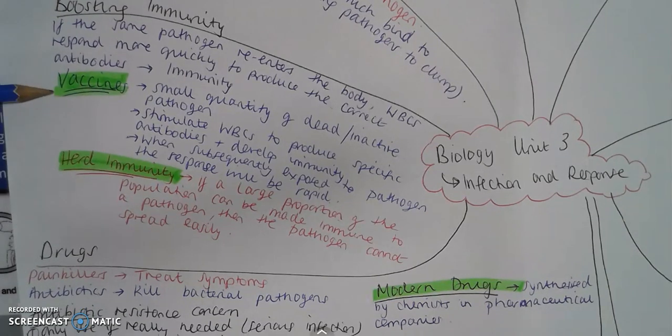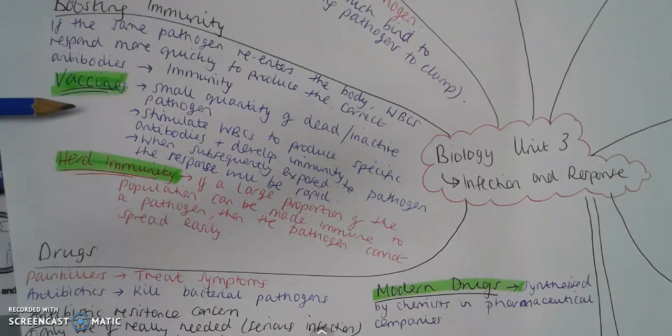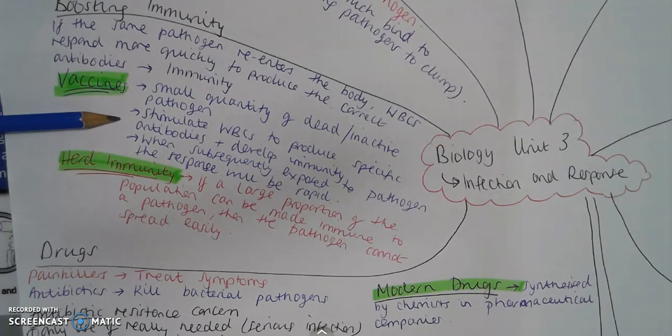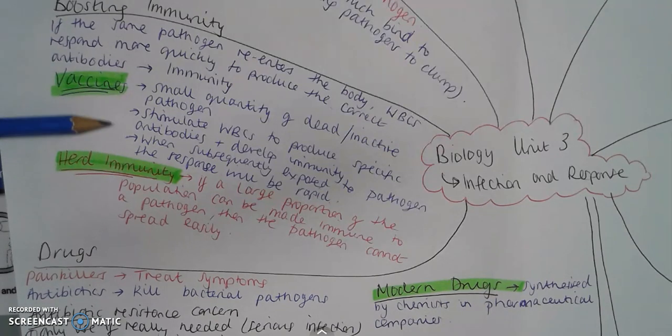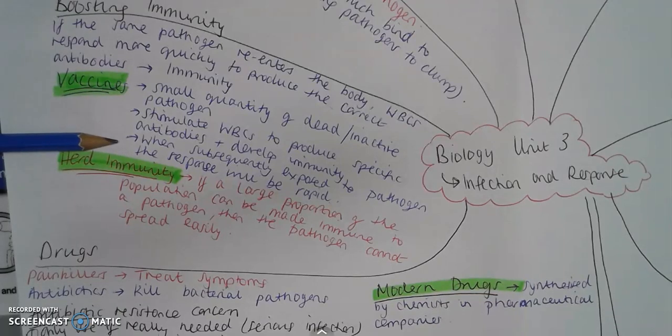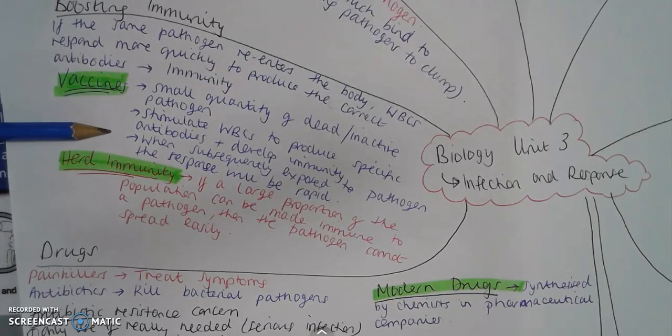Vaccines kind of speed up this process in that a vaccine usually contains a small quantity of a dead or inactive form of the pathogen, and usually that will contain some of its antigens. That will stimulate the white blood cells to produce a specific antibody and therefore develop immunity and memory cells for that type of pathogen. When the person is then subsequently exposed to the pathogen for real, the response will be much more rapid and they'll produce a much higher concentration of antibodies so that the pathogen can really quickly be immobilized and destroyed.